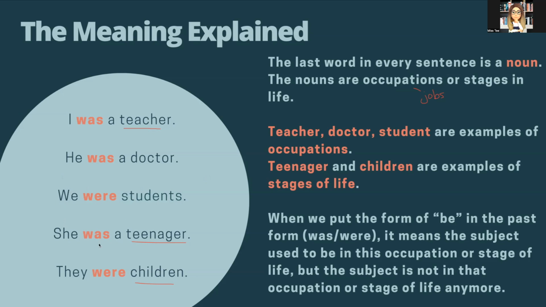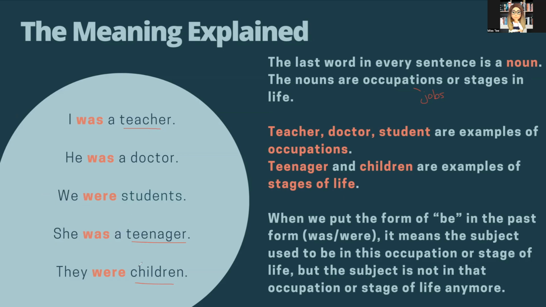You can say she was a teenager. This is another thing that we can commonly say. You were a teenager when you were 13 years old, 14 years old, all the way to 18 years old. And then after that, you became an adult. At least in Canada, we consider adults age 18 and over. And so after that, you're not a teenager anymore. So before, in the past, you were a teenager, but now you're not anymore.